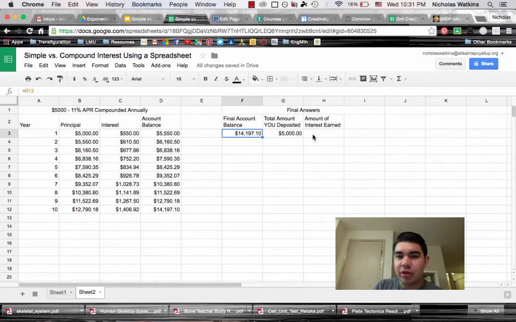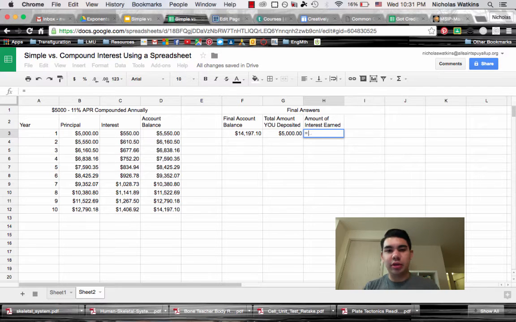So again, to find out the total amount of interest that we earned, all we need to do is subtract these two numbers. So again, you could do this on a piece of paper, you can do this with a calculator, but nah, today we're going to do this with our spreadsheet. So we're going to start with, again, what sign? The equal sign. Okay, so find the two cells that we're going to be subtracting. So we're starting with F3, which is how much we ended up with, minus G3, which is how much we started with. Press enter. This is the total amount of interest we earned over a 10-year period. So you basically tripled your investment.